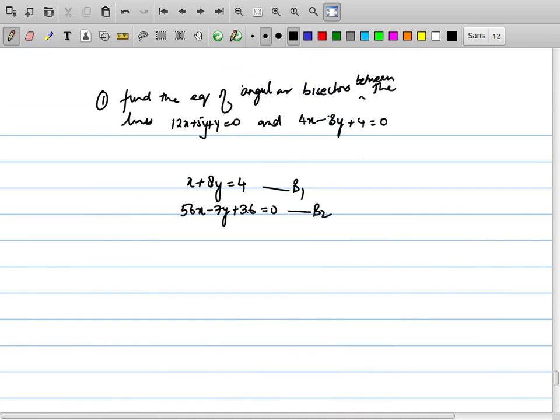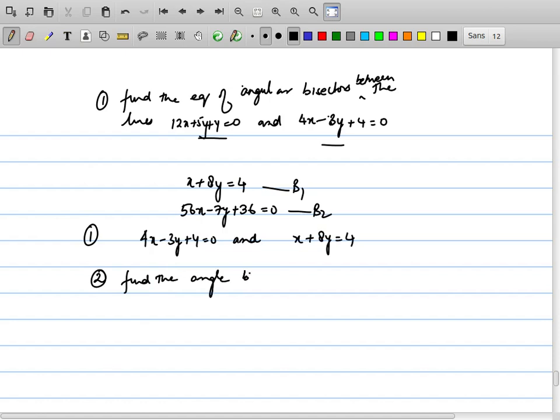Now we are interested in finding out which bisector is acute angled and which is obtuse angled. That is, which bisector is bisecting the acute angle between the lines and which bisector is bisecting the obtuse angle between the lines. So what were our steps? Assume any of the lines. Let's say we take 4x minus 3y plus 4 is 0 and take any of the bisectors B1 or B2. Let's say we take x plus 8y is equal to 4. Now you have chosen one line and one bisector. Now find the angle between them.